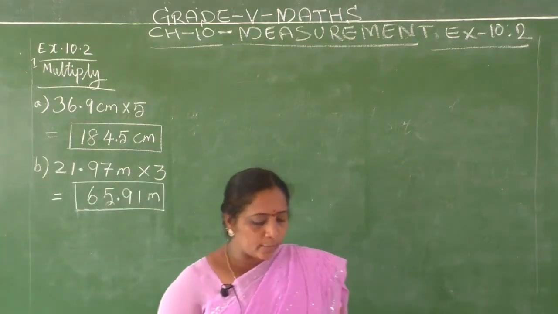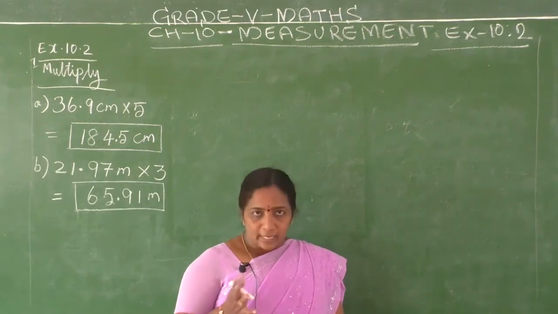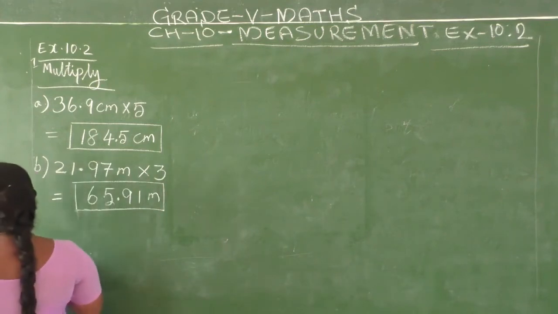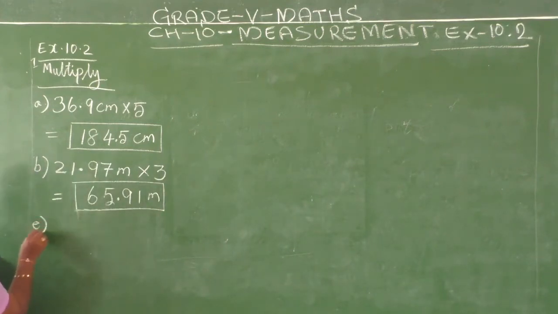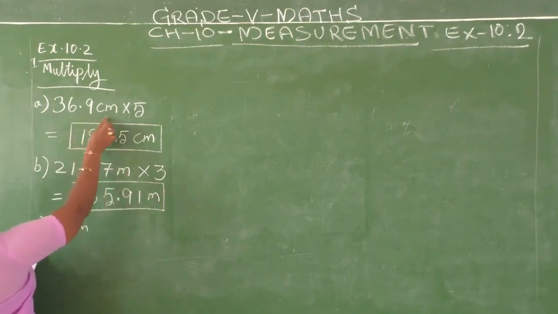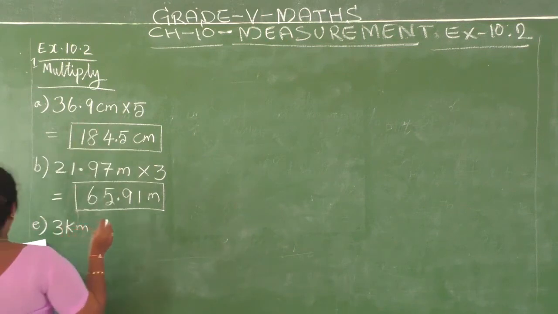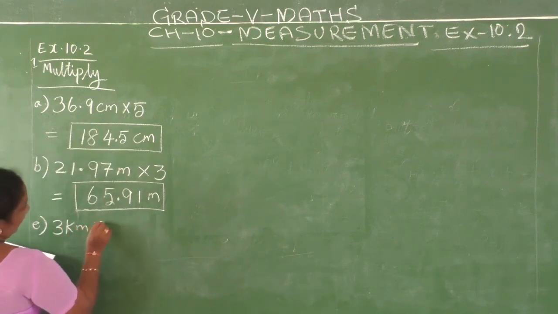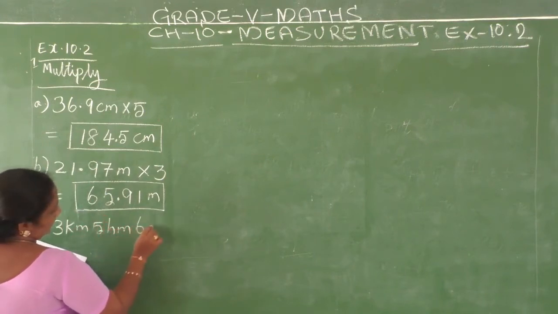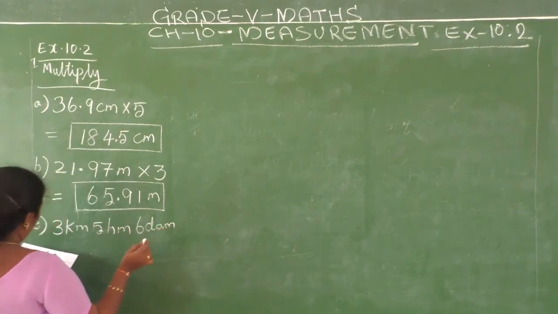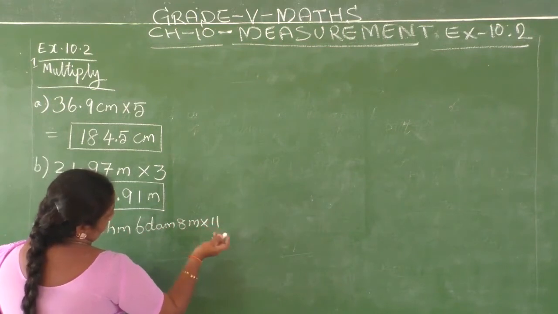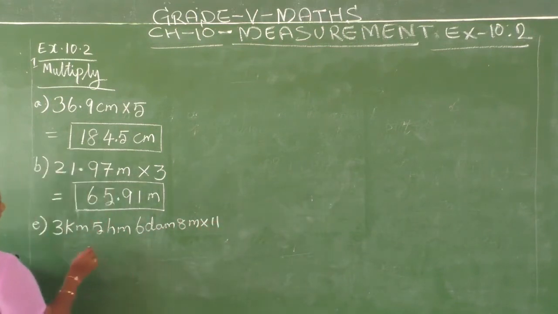Then see, in your E sum they gave a little bit confusing. Nothing, as usual, normal method only. I will teach that one. E sum: 3 kilometer. In your previous sum they gave only 1 unit, but here they gave four different units: 3 kilometer, 5 hectometer, 6 decameter, 8 meter into 11. As usual, normal multiplication only.